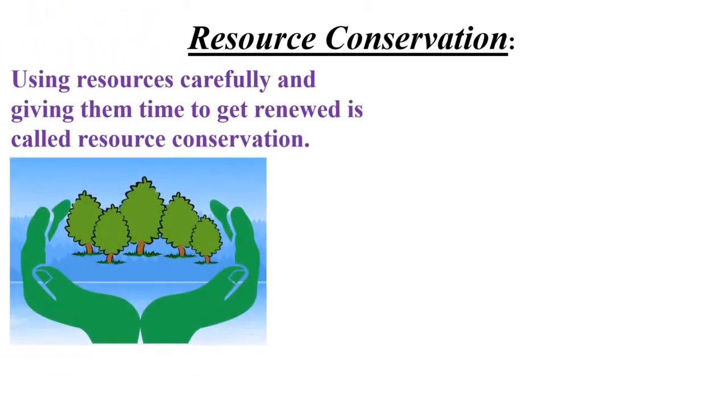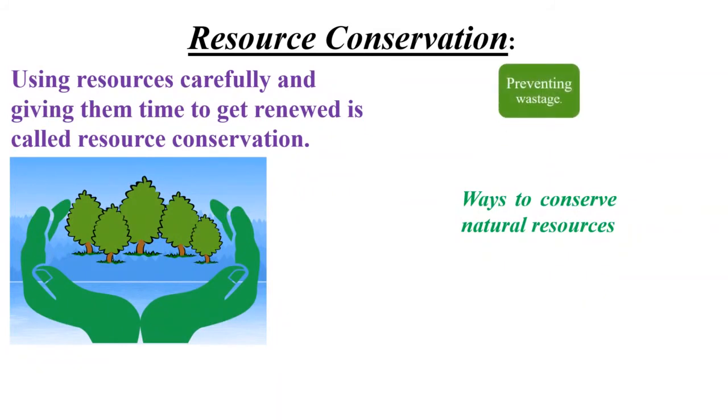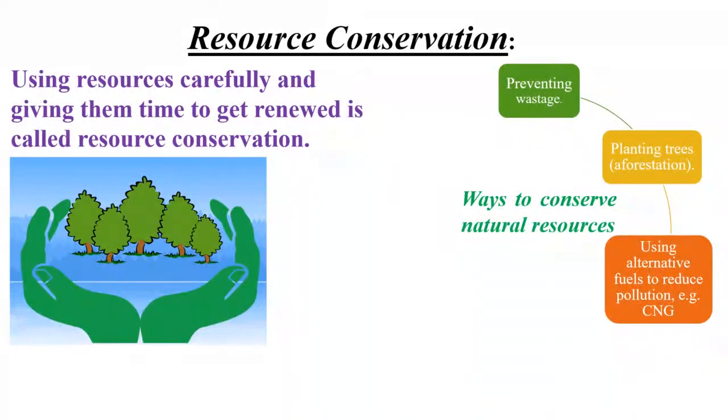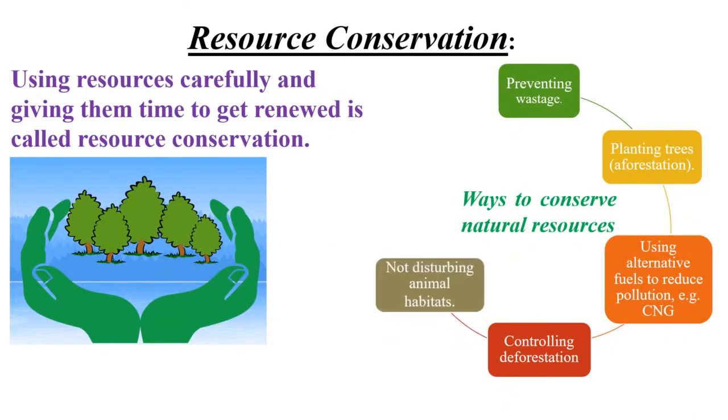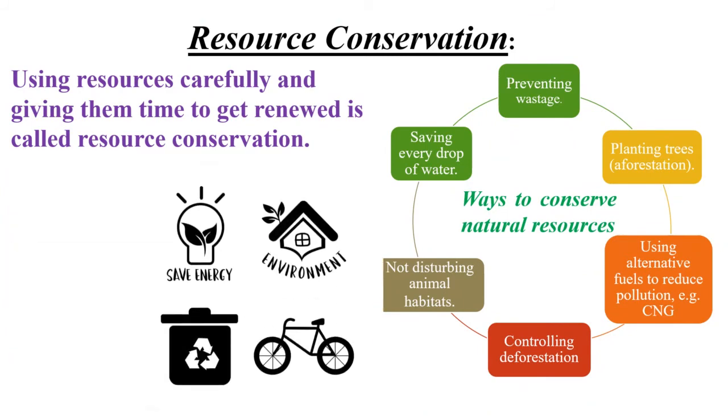We need to conserve resources for fulfilling present and future needs. So, let us know about resource conservation. Using resources carefully and giving them time to get renewed is known as resource conservation. So, how can we do that? Let us know the ways of resource conservation. First, by preventing wastage. Next, by planting more and more trees. Then, by using alternative fuels like CNG to reduce pollution, by controlling deforestation so that ecological balance is maintained, by not disturbing animals' habitat, by saving every drop of water. Water is one of the important reasons for the existence of life on Earth.